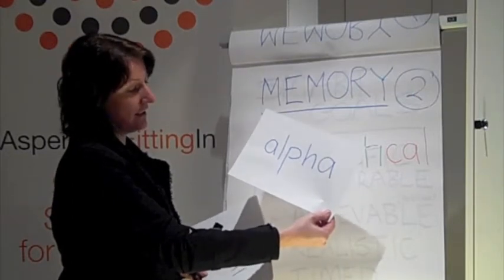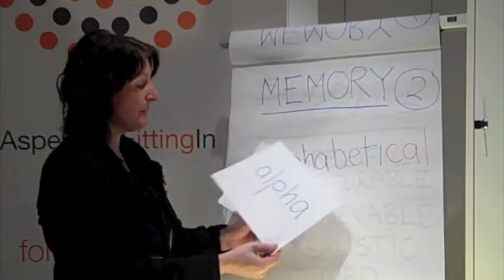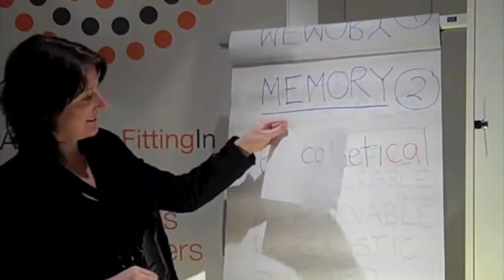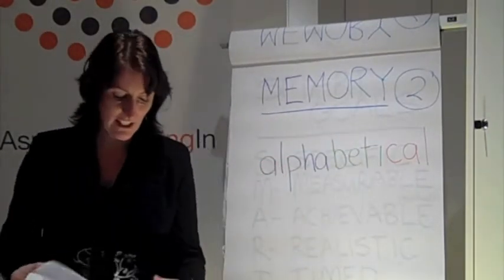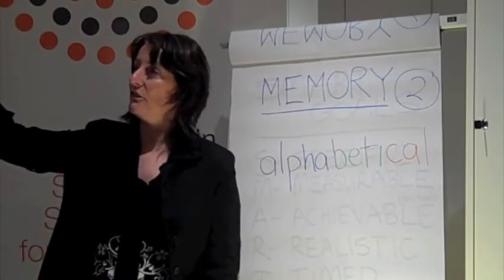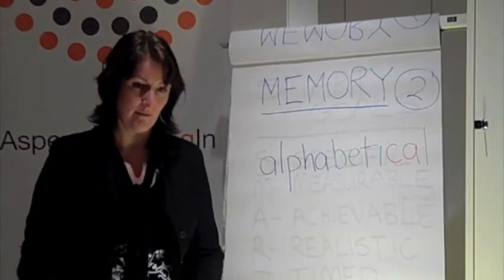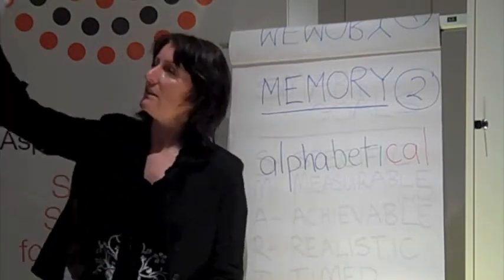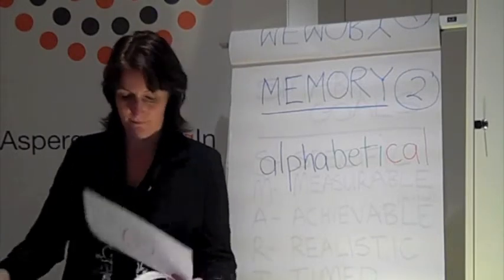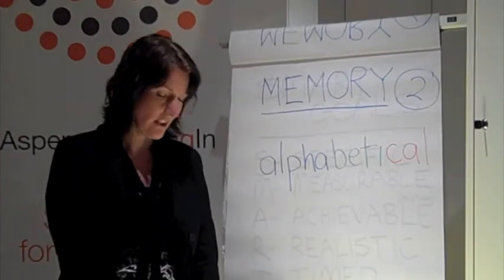So the first one, I've got alpha here in blue, then Betty, so for alphabetical: Alpha, Betty, Cal. So the principle then is to remember the word alphabetical, hold it up here, alpha, take a snapshot, lock it in. Next one, Betty, lock it in. And the next one, Cal, lock it in.